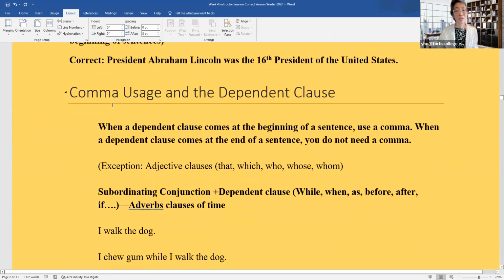Okay. Comma usage and the dependent clause. When a dependent clause comes, what is a dependent clause, first of all? What's a dependent clause? A dependent clause is when you have an incomplete sentence or a sentence fragment. Like if I say, if I go for a walk, when I come home. You notice you need another sentence to complete the thought, right? So that's a sentence fragment. That's a dependent clause because that clause is dependent on an independent clause in order for the whole sentence to be complete. We're going to study this in a lot more detail in the week 7 quiz. But right now you just have to know that a dependent clause is an incomplete sentence.